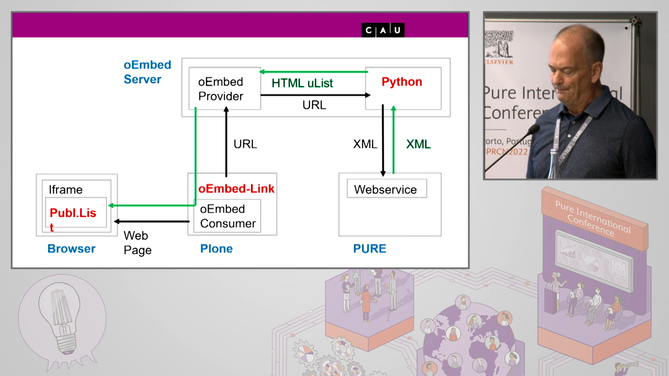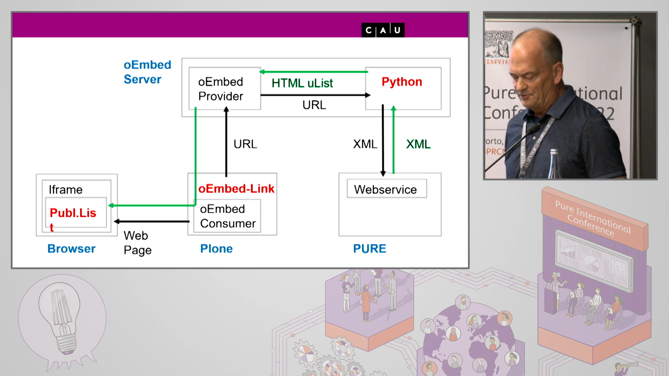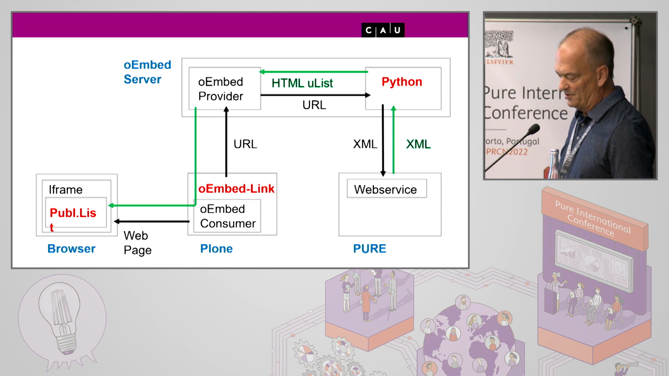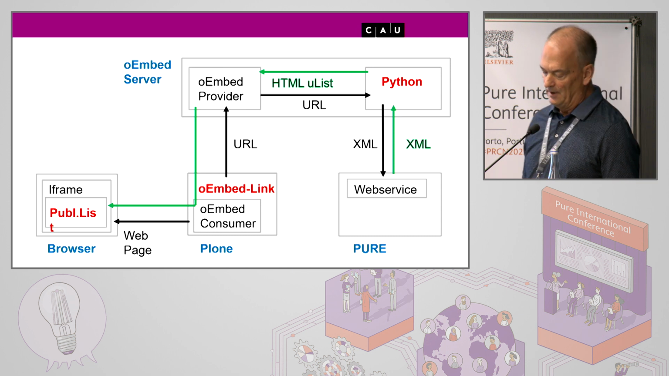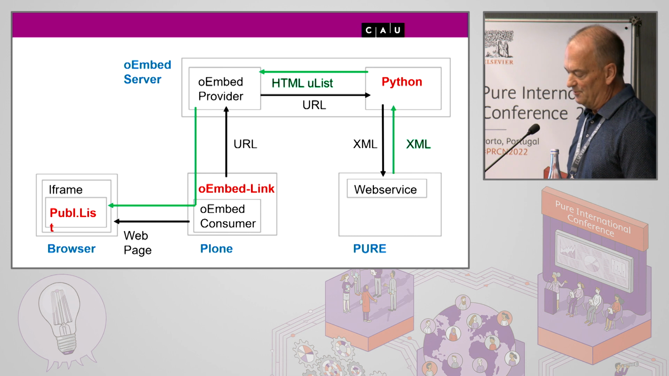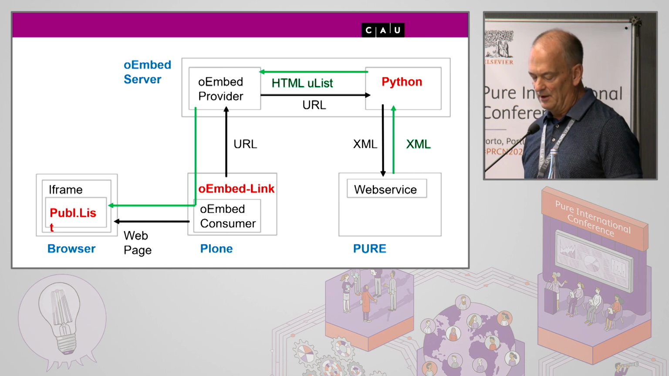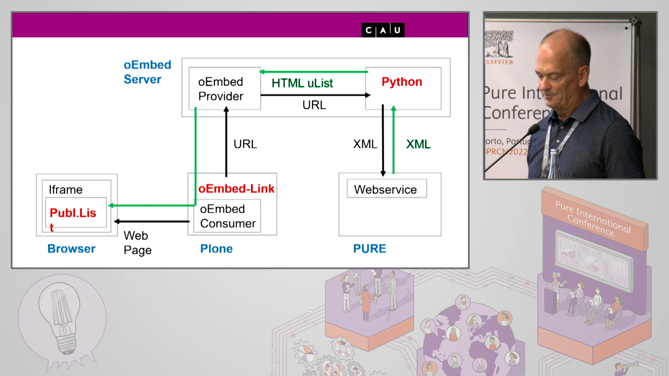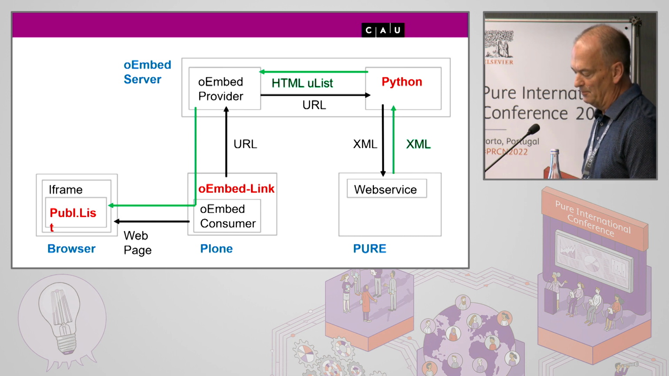This diagram outlines our Owenbed system. At the bottom of the screen, it's the representation of 3 separate systems. To the right, Pure. In the middle, the content management system Plone, and to the left, a browser being used to open and display the web page from Plone.